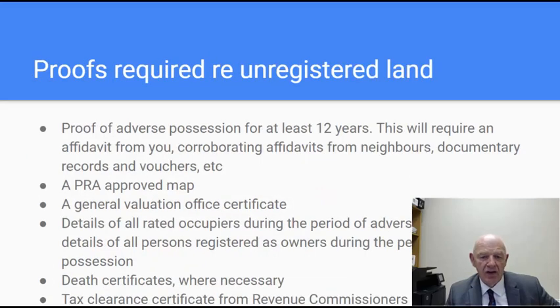The proofs required: you need proof of adverse possession for at least 12 years. This may require an affidavit from you, corroborating evidence or affidavits from neighbours, documentary records, vouchers and so on. You'll also need a PRA approved map. You may need a General Valuation Office certificate. You need details of all rated occupiers during the period of adverse possession, and details of all persons registered as owners during the period of adverse possession, death certificates where necessary. In other words, the true owner may have passed away, and a tax clearance certificate from Revenue Commissioners in respect of capital acquisitions tax.